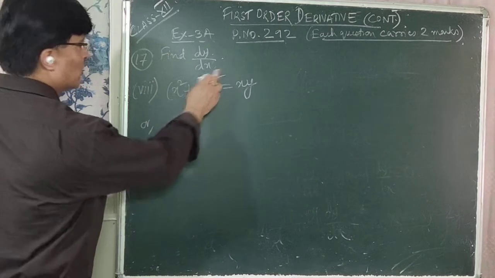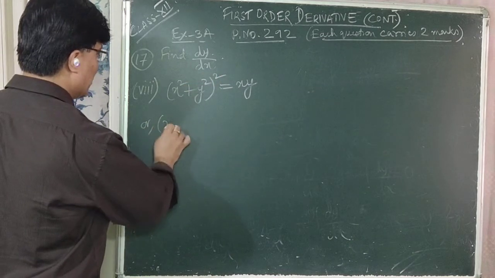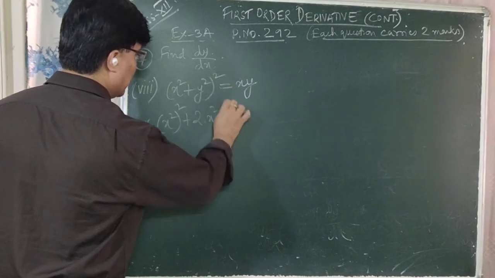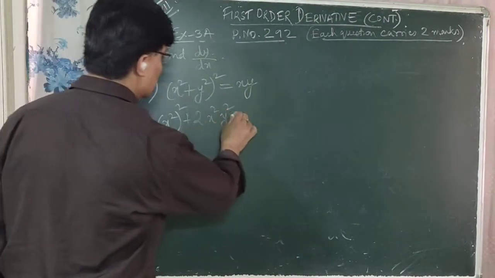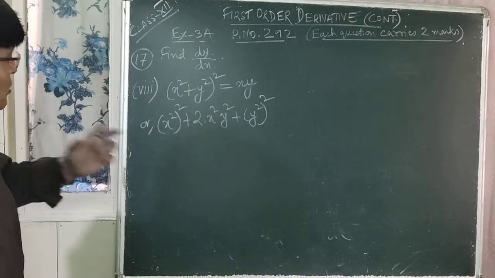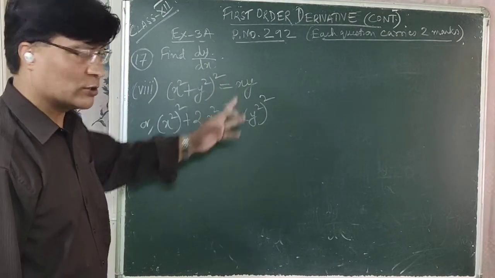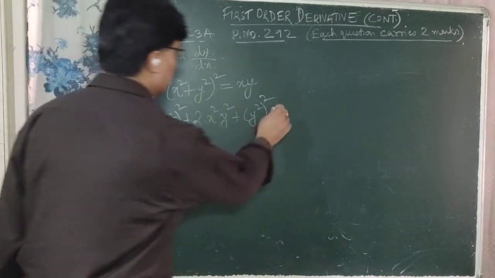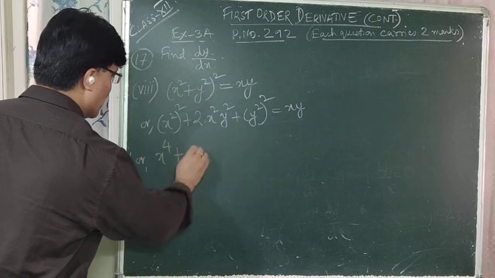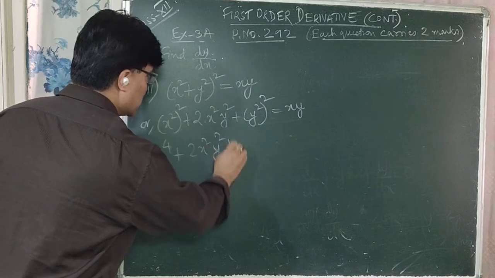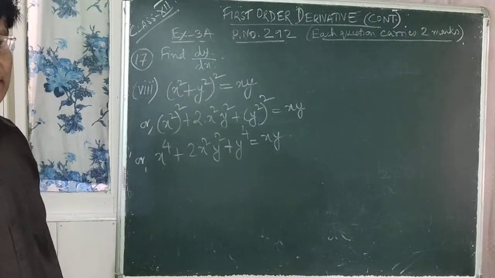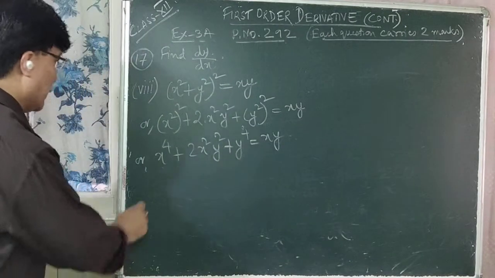Or a plus b whole square, isn't it? What is a whole square? x square whole square, plus 2 into what is a? x square, what is b? y square. That is 2ab, plus what is b whole square? y square whole square. Right? That is your a square plus 2ab plus b whole square. Here a is x square and b is y square, is equal to xy. Right? Or this is x to the power 4 plus 2x square y square plus y to the power 4 is equal to xy.